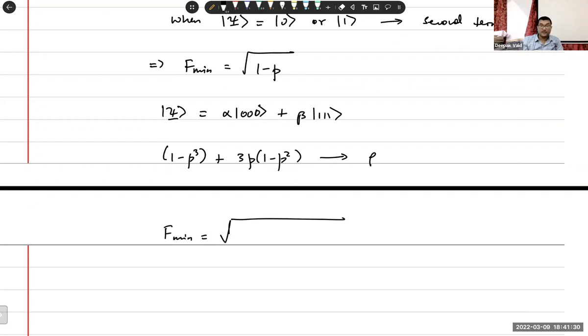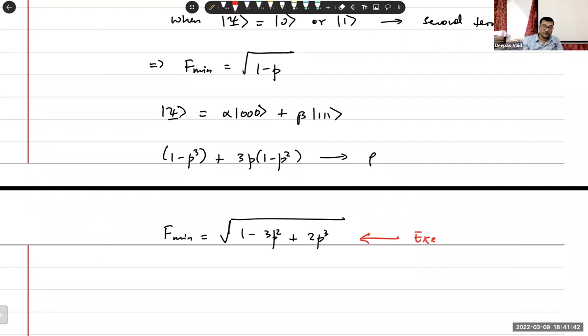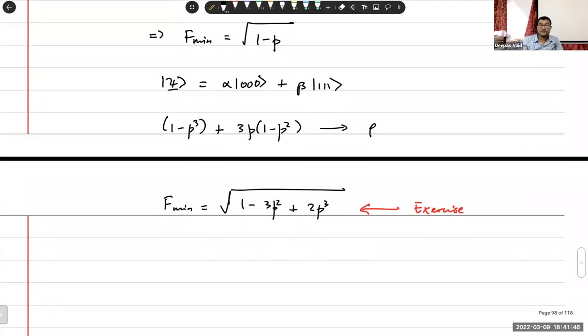The minimum fidelity turns out to be 1 minus 3p square plus 2p cube. I'll leave it as an exercise for you for now, and then in the next class, which is tomorrow, we'll work it out if you don't see how to get this. And this fidelity, this is the minimum value.